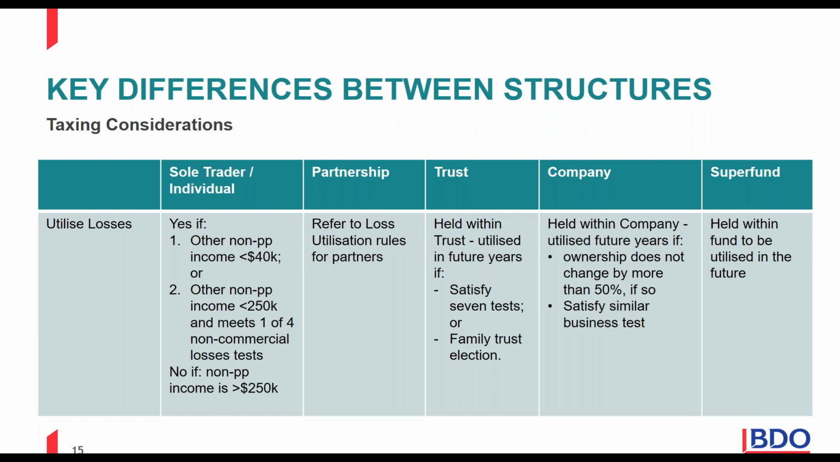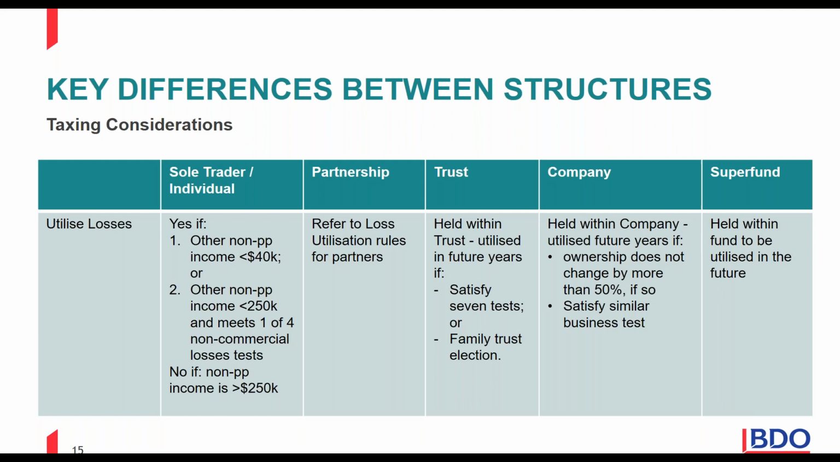A trust loss is carried forward in the trust, and the utilisation of that loss is possible subject to the trust meeting the trust loss utilisation tests. They can be quite complex, but the easy way around them from our perspective is for the trust to have what's called a family trust election in place. That's a planning point that we always consider where trusts are used. Superannuation fund, very similar to a trust in terms of the loss being held in the super fund.